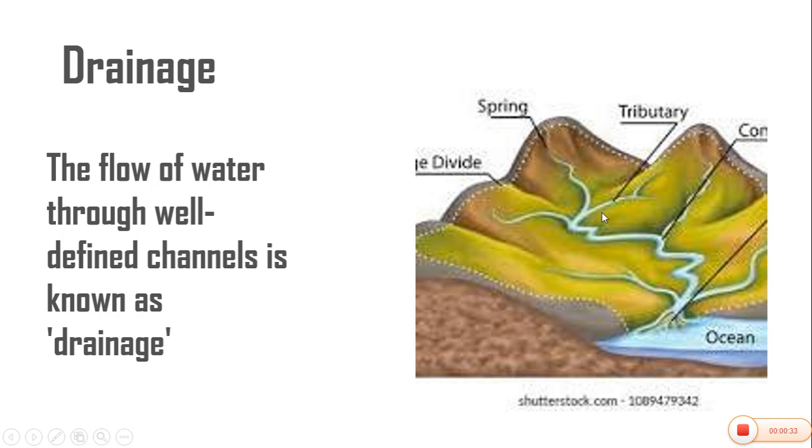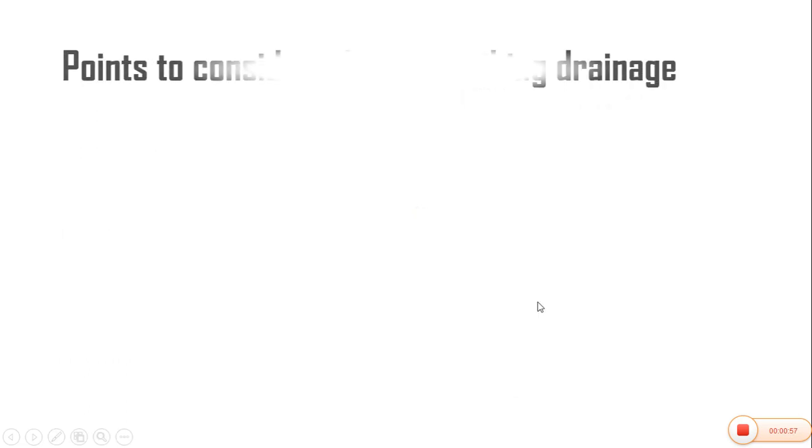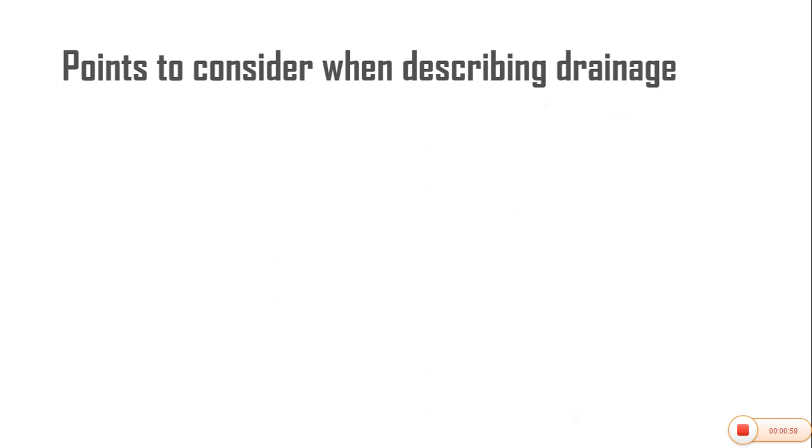Water is draining from these channels and is collecting here. This could be said to be a watershed, and this watershed here is an ocean. So water from different channels, when they collect at a particular place, that place where the water from different channels collects is called drainage. Now let's look at some points to consider when describing a drainage.